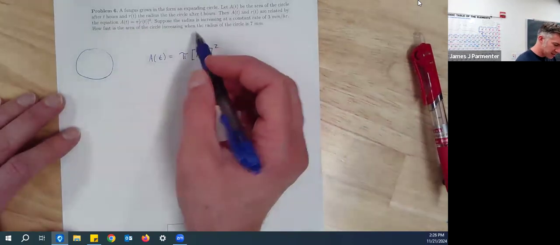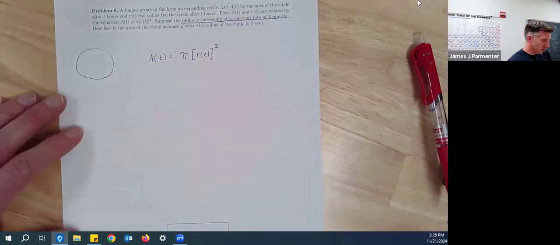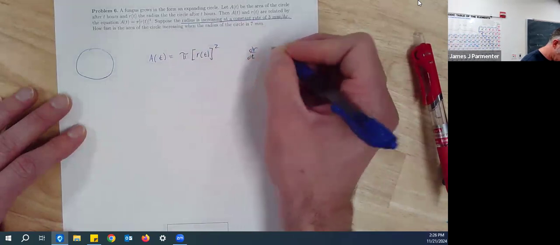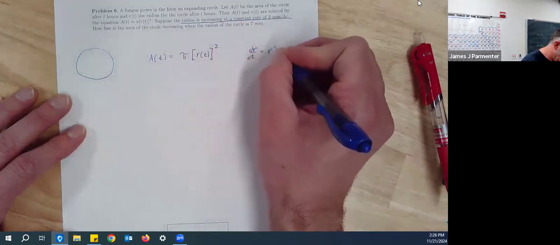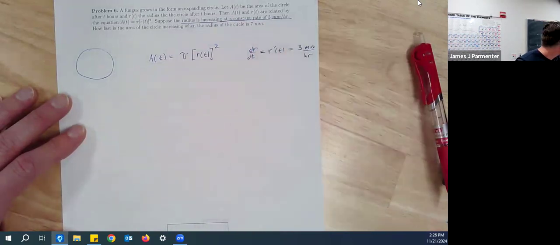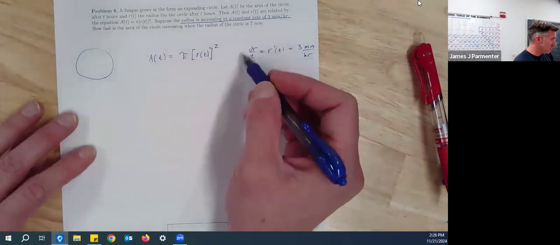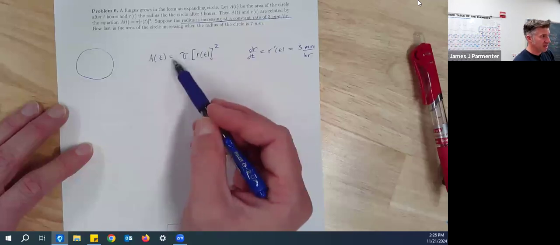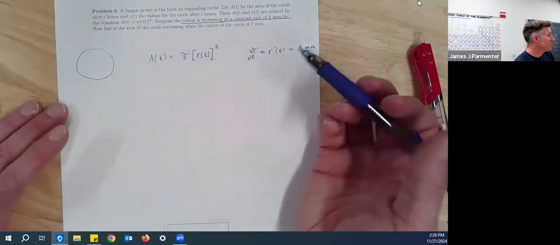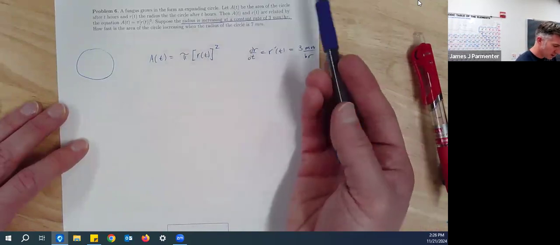Suppose the radius is increasing at a constant rate of 3 millimeters per hour. So you can either write this as dr/dt or r prime of t is equal to 3 millimeters per hour. Either notation is fine here. Usually I would just stick with the dr/dt notation, but since we're writing our functions this way, it might feel nicer to use r prime of t. But they both mean the same thing. They both just mean the derivative, the rate of change of the radius as time goes on.